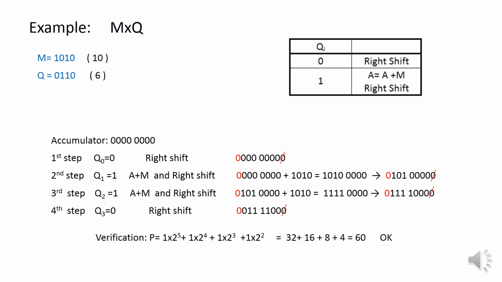So the final result is 00111100. This is the verification. So the result is correct. Note that with this multiplication we needed only two additions, because the number of additions is always equal to the number of ones in the multiplier.